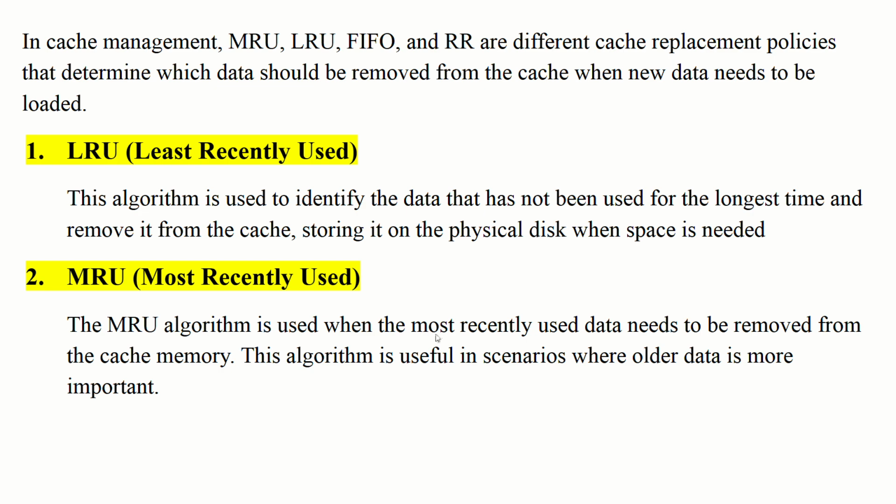Now what about most recently used? This is just the opposite. Here the older data is given much more preference compared to the frequently accessed data. So here the most recently used data is removed from the cache memory, and the older data, which can be some kind of fixed data, is stored in the cache memory.